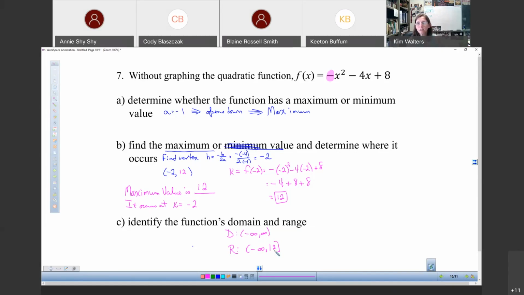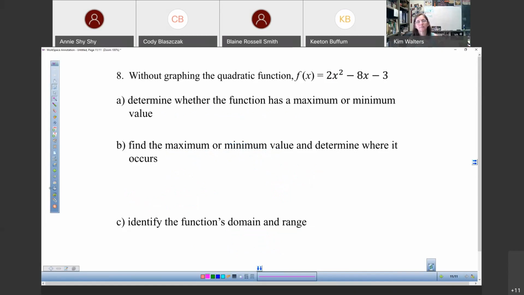All right, one more question. That's it, just one more. It's the same song, second verse. Okay. So let's decide. We got this now. I've walked you through it. You got this. Does this function have a maximum or a minimum?